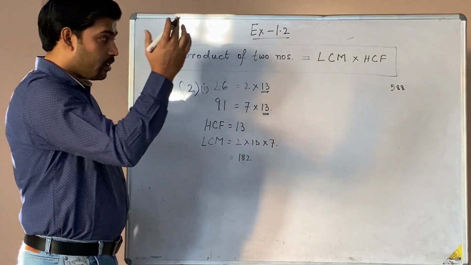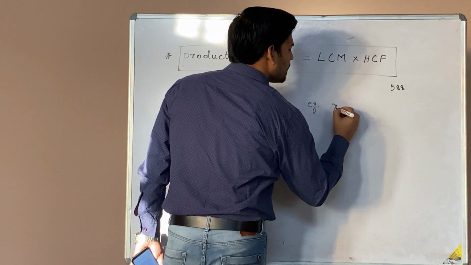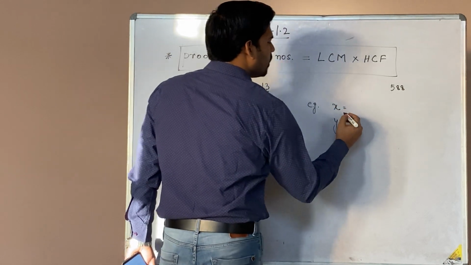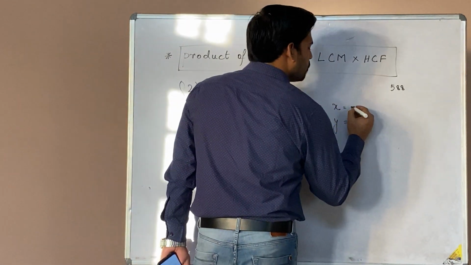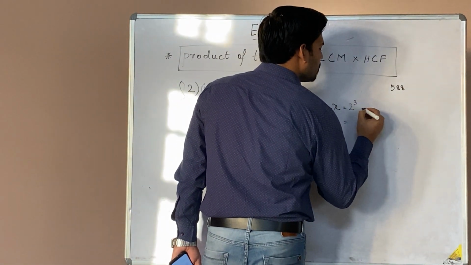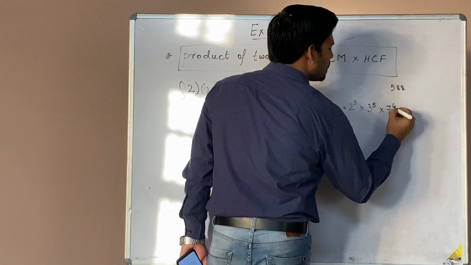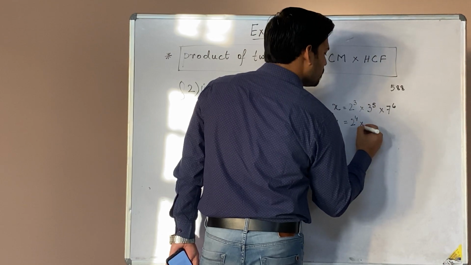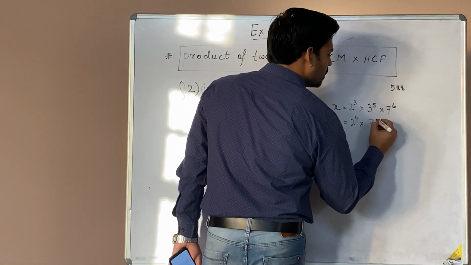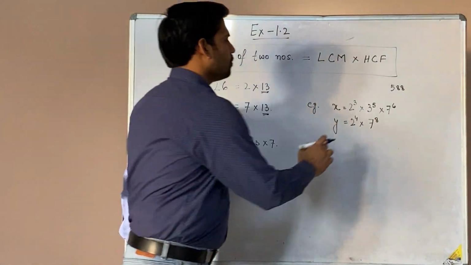Clear? Now one example I am taking, one random example. Suppose any number x is there and any number y is there. And when you are calculating the prime factors of these two numbers, you got suppose 2 three times, 3 five times, 7 six times, 2 four times, 7 eight times. Okay, suppose 7 two times.